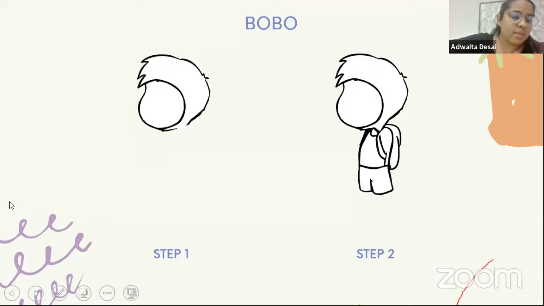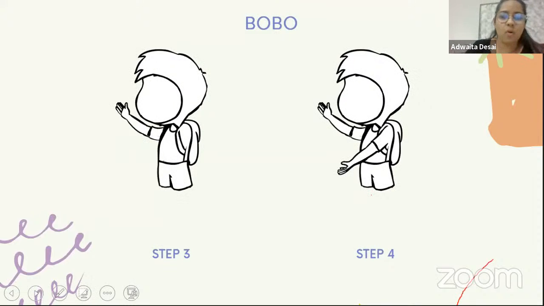Let us go for step number 3 and 4. This time you have to draw first left hand, second right hand. Let us start with the hands.